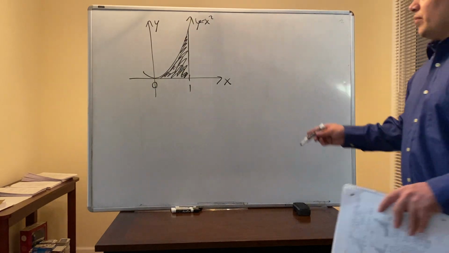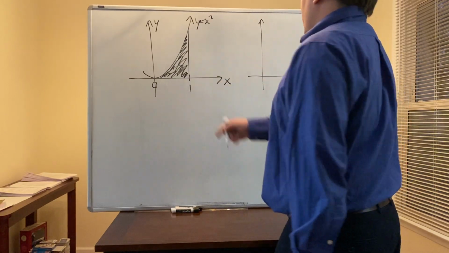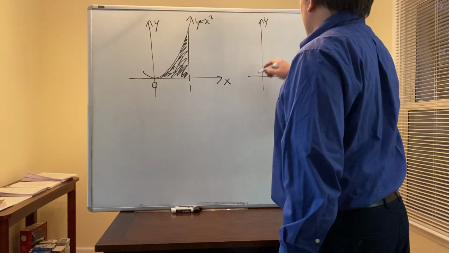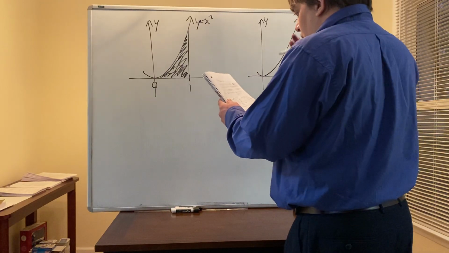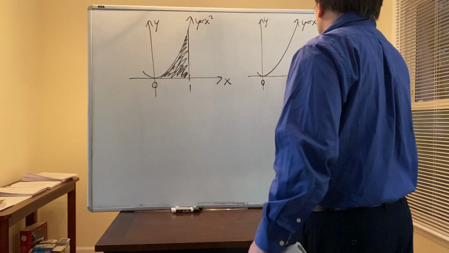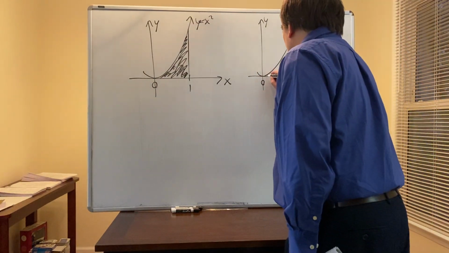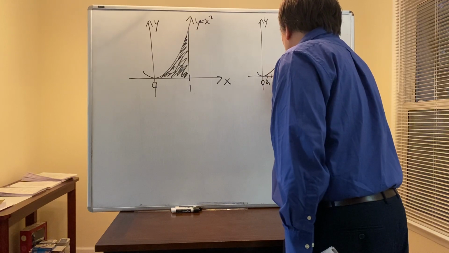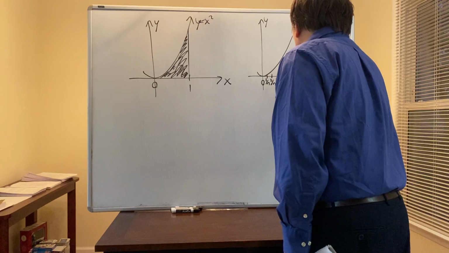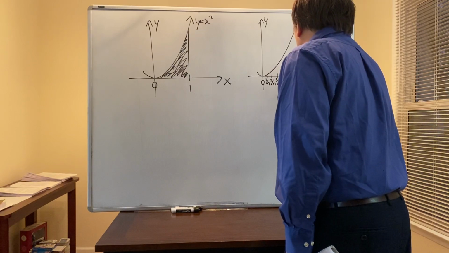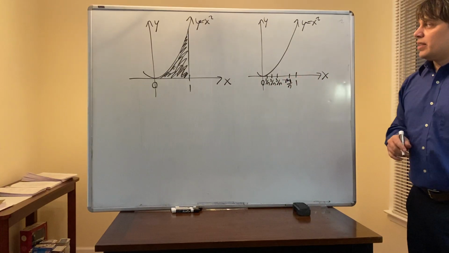R sub n for that region would be, you have the graph y equals x squared, and R sub n would be taking the interval from 0 to 1, subdividing it into n equally spaced subintervals. So it would go from 0 to 1 over n, 1 over n to 2 over n, 2 over n to 3 over n, dot, dot, dot, n minus 1 over n to 1. Each subinterval will be length 1 over n.